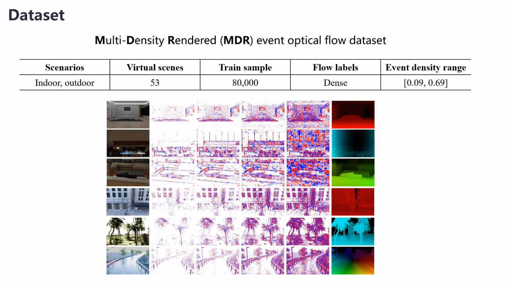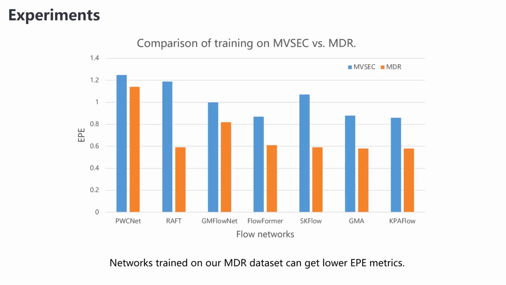Our MDR dataset consists of 80,000 training samples and 6,000 validation samples with accurate dense optical flow labels, including indoor and outdoor scenarios. The density distribution of event data in the training set ranges from 0.09 to 0.69. To demonstrate the effectiveness of our proposed MDR dataset, we train advanced optical flow networks on both MDR and MVSEC train sets using identical training settings. Then we evaluate the trained networks on the MVSEC validation set. Results demonstrate that all networks trained on the MDR dataset outperform those trained on the MVSEC dataset.